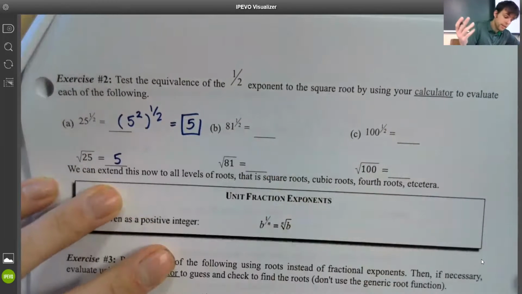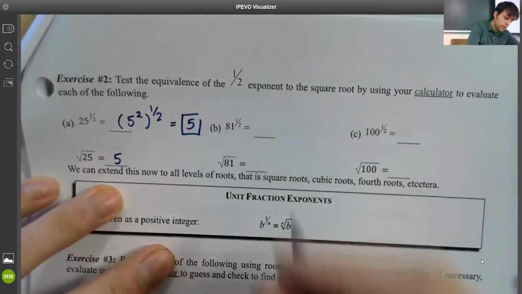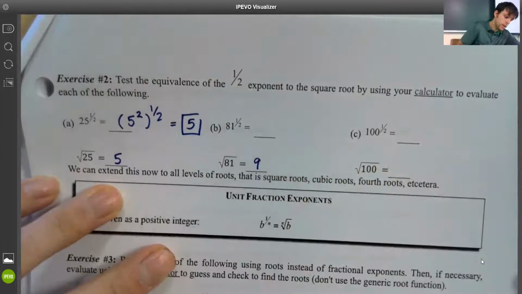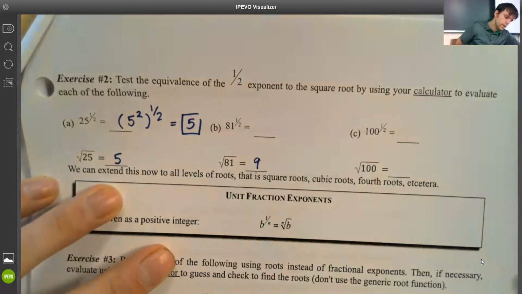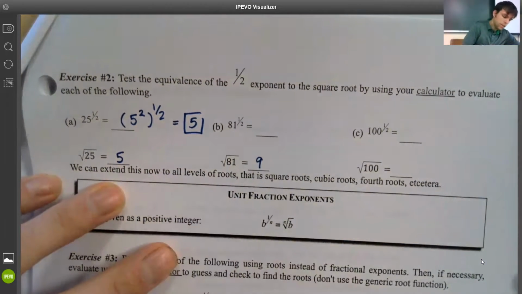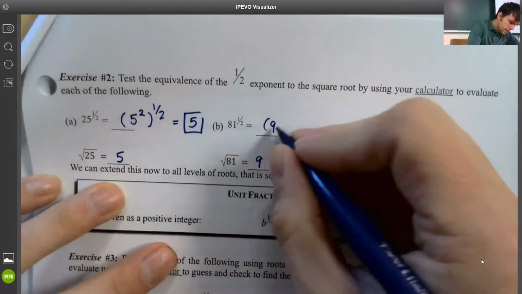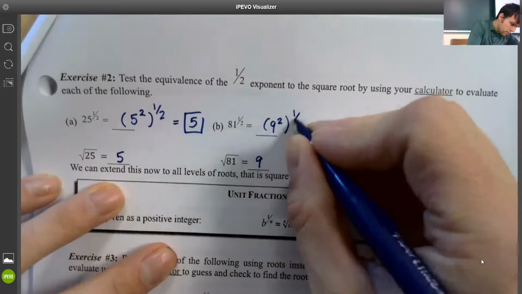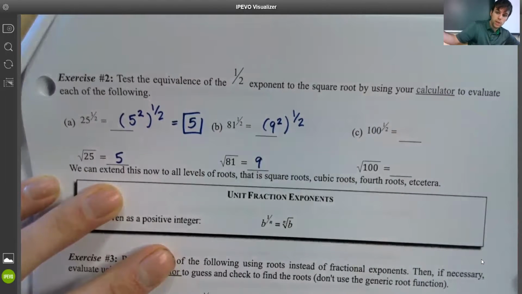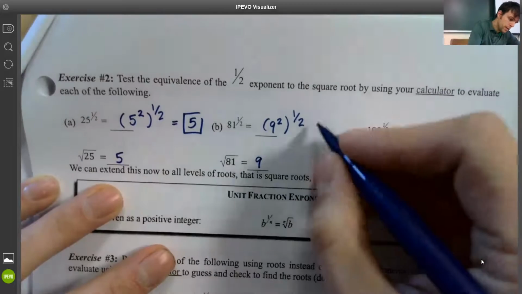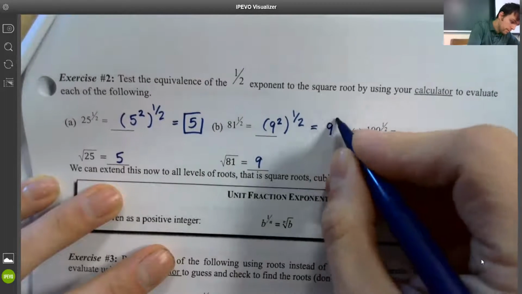81 to the 1/2 is going to be 9. The square root of 81 is 9. We can double check that on the calculator. Square root of 81, it's 9. But let's go ahead and talk about why this works. 81 is 9 squared raised to the 1/2 power. We multiply these two exponents together. 2 times 1/2, we get 1. So we just get 9.